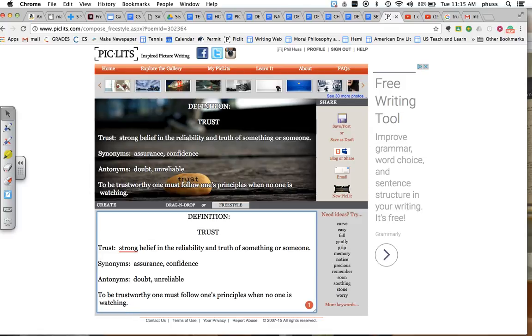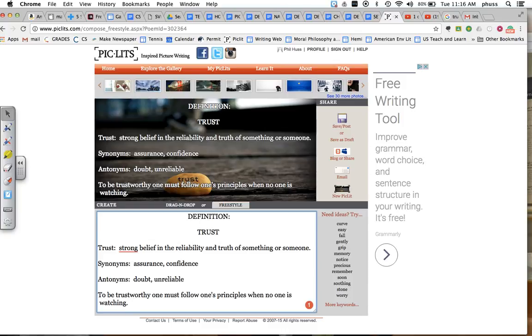And the illustrative example I developed was to be trustworthy, or to be worthy of trust, one must follow one's principles when no one is watching. So a great example of what it means to gain the reliability and strong belief of others in you is to follow your own principles, who you are, what you believe in, when no one is there watching you.